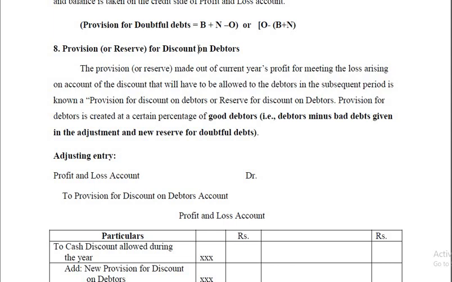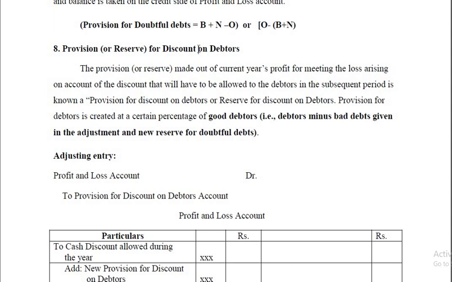Therefore, what amount will be given as discount subsequently, you are not very sure. What part of debtors will make prompt payment and discount will be allowed to them, you are not very sure. Therefore, you have to make a provision against that based on your previous experience. A certain percentage of good debtors is created as provision for discount on debtors.